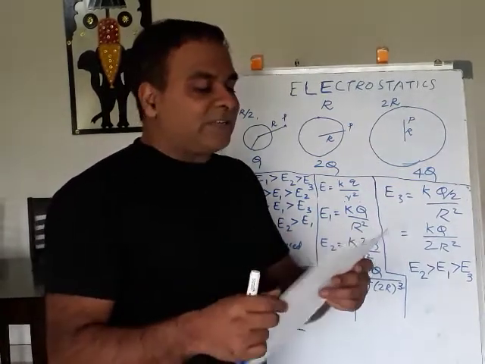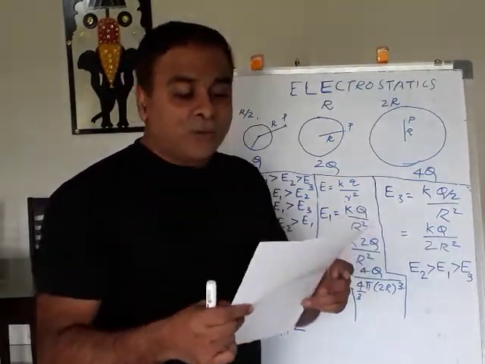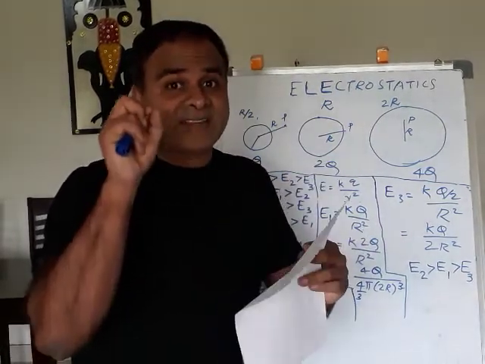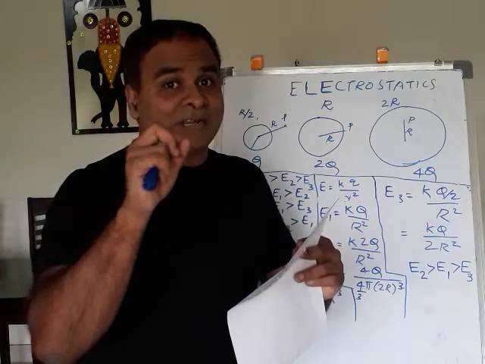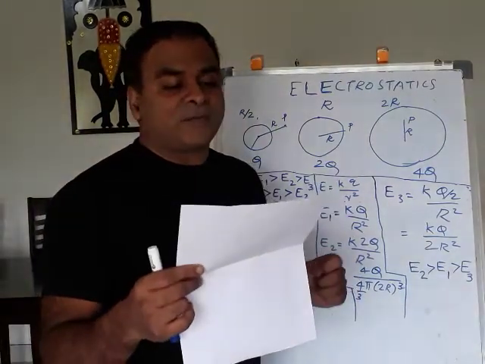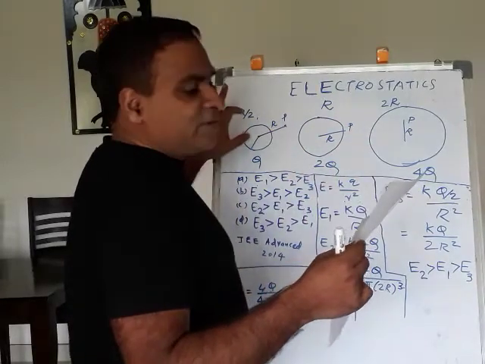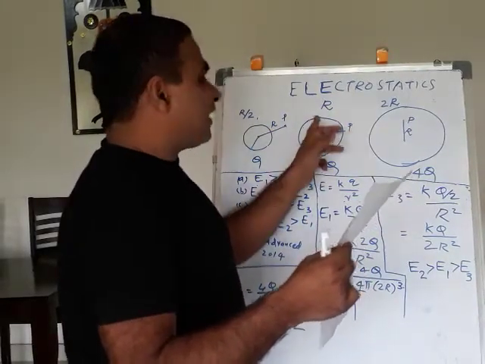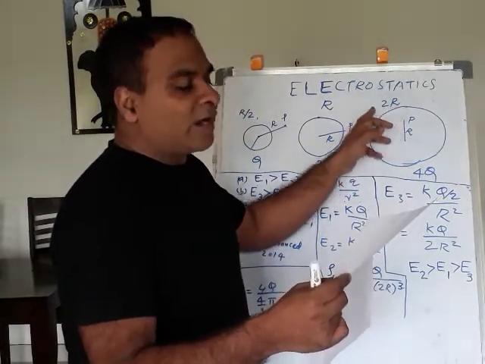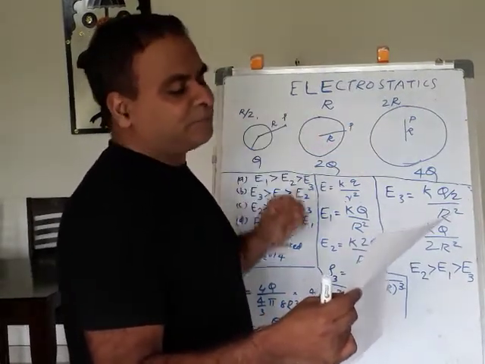Once again I am reading the question. Charges q, 2q and 4q are uniformly distributed in three dielectric solid spheres. Very important: it's not a conductor, it's a dielectric. Dielectric solid spheres 1, 2 and 3 of radius, first sphere radius r by 2, second sphere radius r and the third sphere the radius is 2r respectively as shown in the figure. The figure is given in the question.